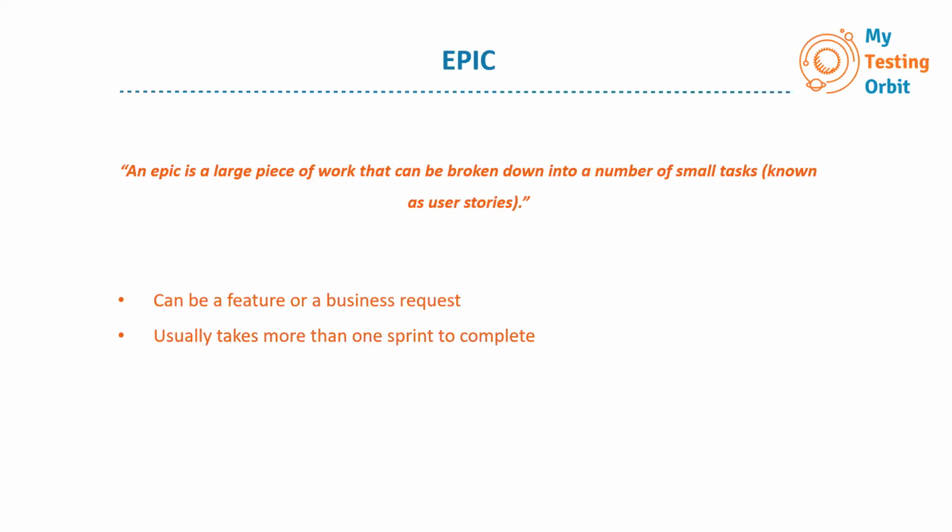So a user story is the smallest unit, which ideally needs to be finished in a sprint. If we are not able to finish it in a sprint, then maybe it's not small enough, and we have to break down the user story further. And an epic can be covered in multiple sprints.